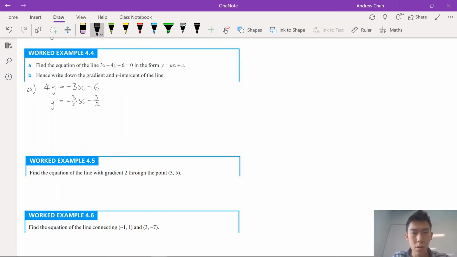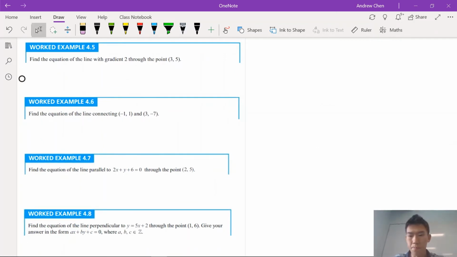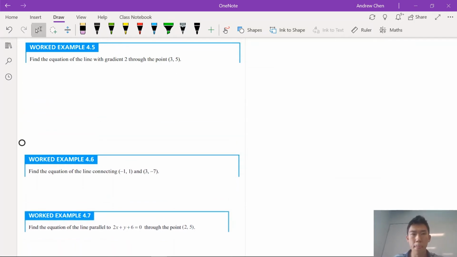Okay, so the gradient is negative 3 over 4, and the y-intercept is negative 3 over 2. Done. Moving on, 4.5. Find the equation of the line with gradient 2 through the point (3, 5).